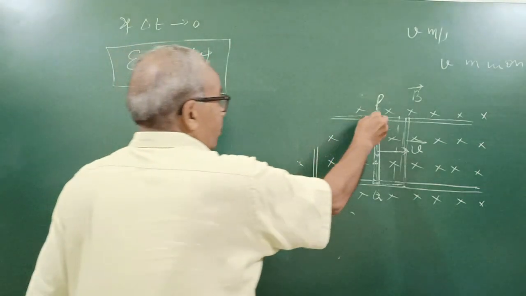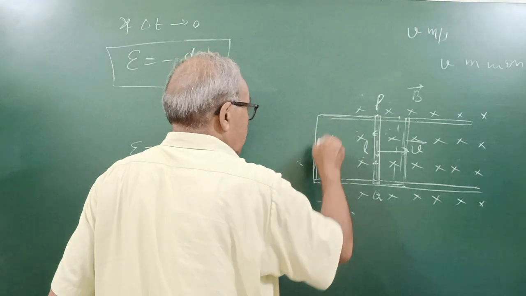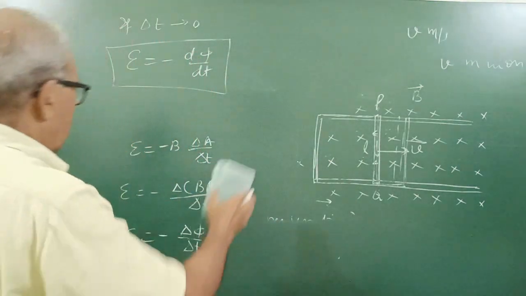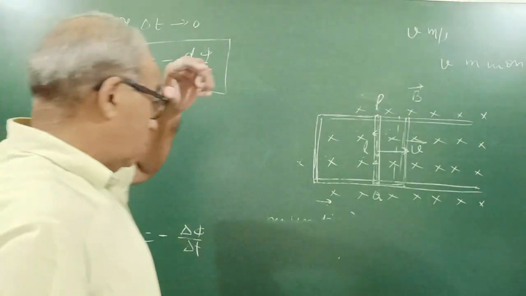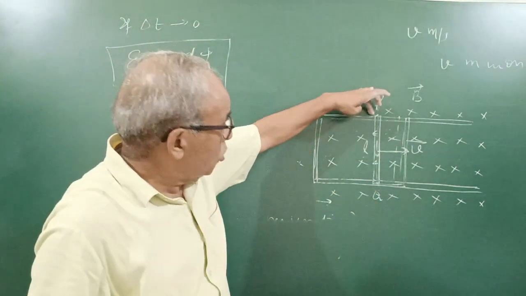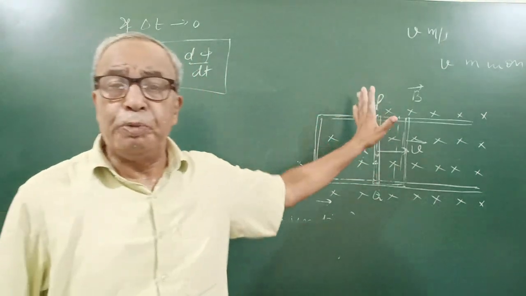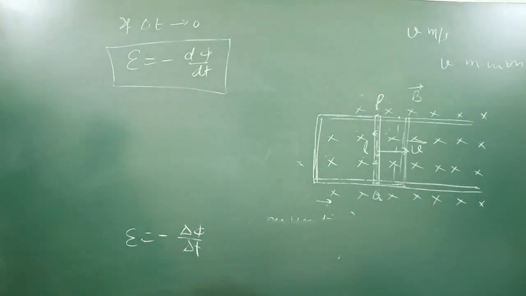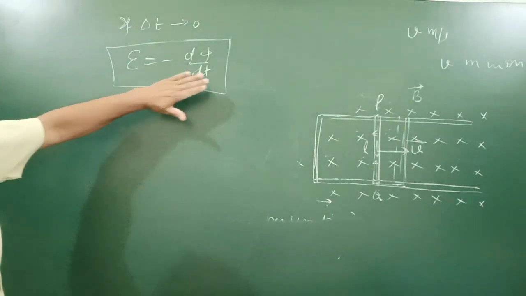Here this EMF is equal to work done in carrying unit charge from P to Q. This is a source of EMF now. The rod PQ is the source of EMF. There is a question I will tell you later on. So this is the theoretical proof of Faraday's law.